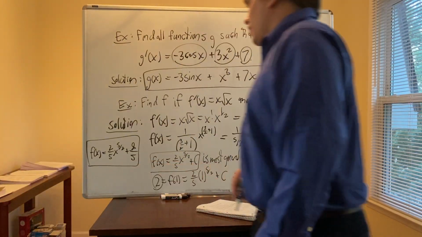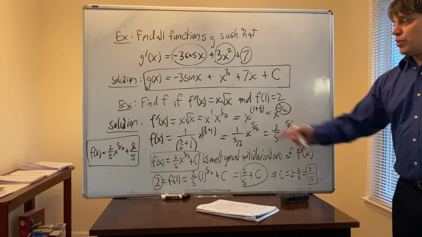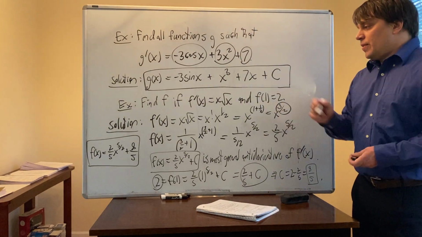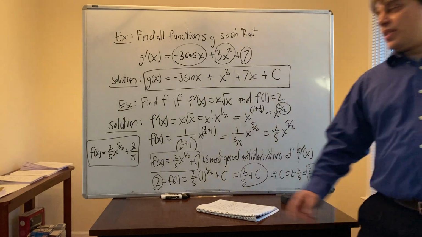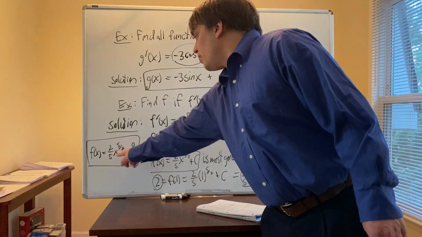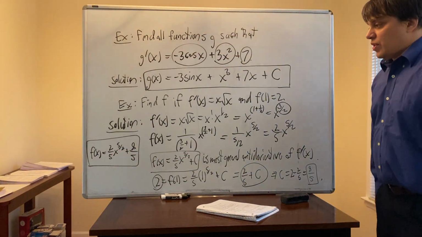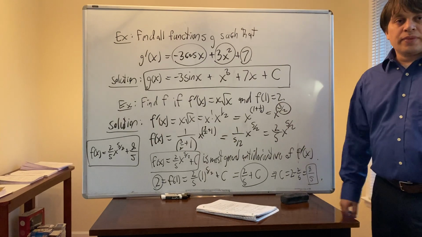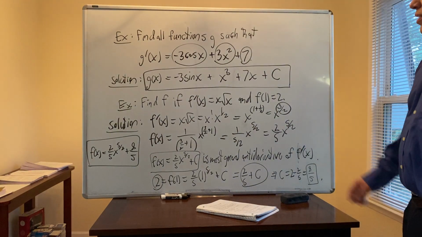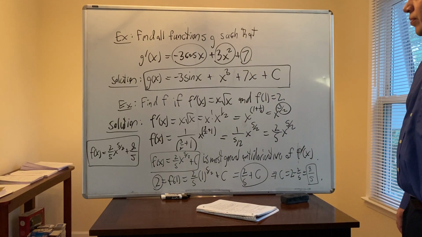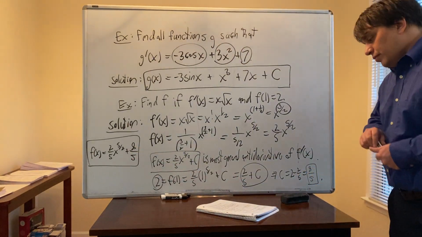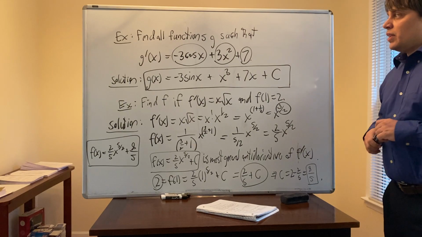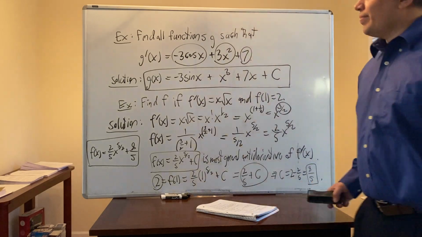That is the final answer. That is the particular function whose derivative is x squared of x, and the function where if you plug in 1, you get a value of 2. And if you test that, if you plug in 1 here, you get 2/5 plus 8/5, which is 10/5, which is 2. Okay, and so that is the answer to that problem. Okay, so let's keep going.